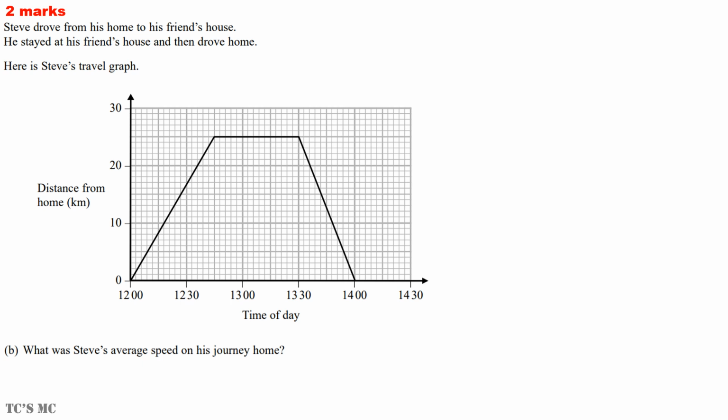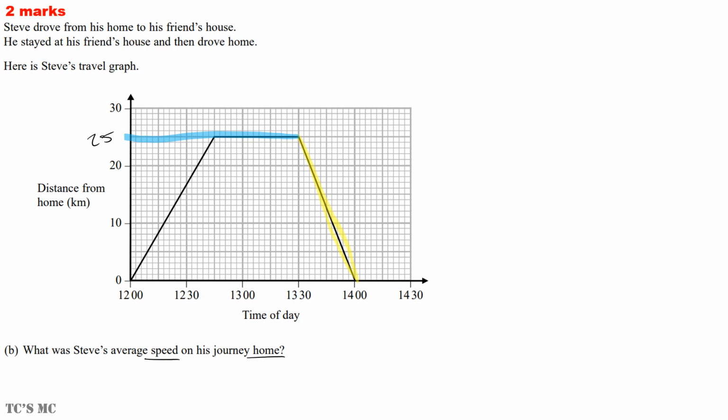The question goes on to say, what was Steve's average speed on his journey home? His journey home is this part over here. To work out speed, we need to work out his distance. For the distance, go to the top and go across to the left, and we can see that's 25 kilometers.